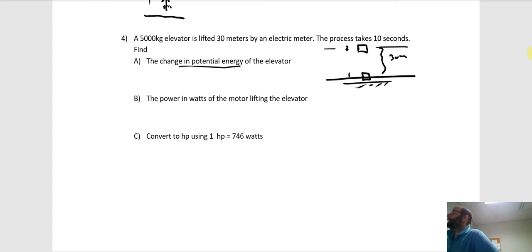All right, part B, calculate the power in watts. So remember, power is change in energy over change in time. You're going to get the change in energy from part A. And then the change in time is given in the problem. And then part C is a unit conversion.